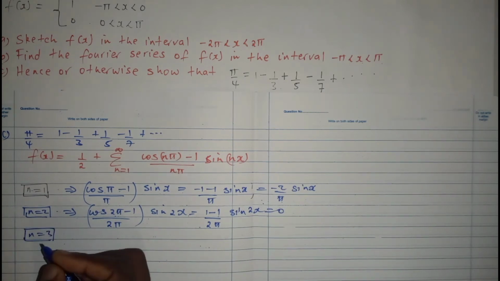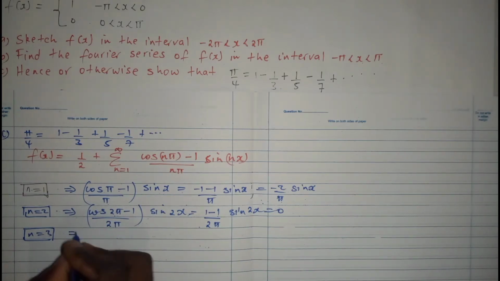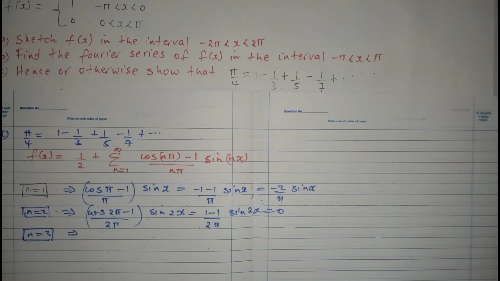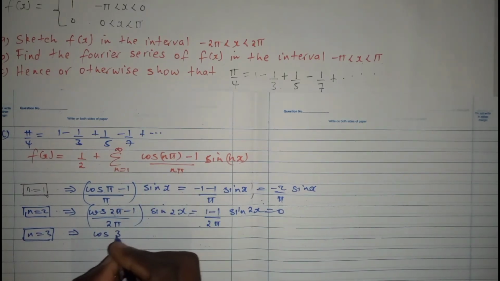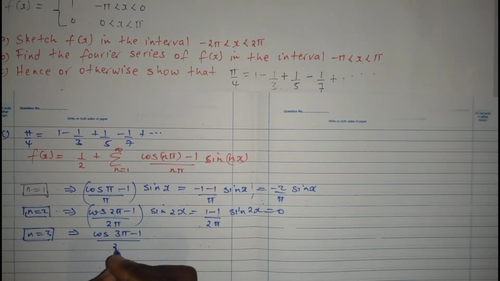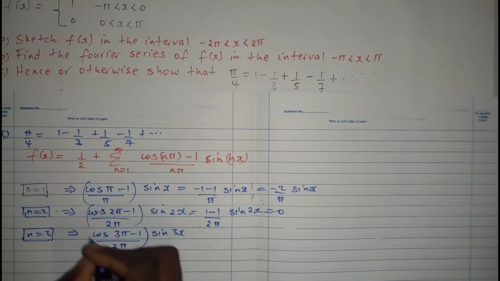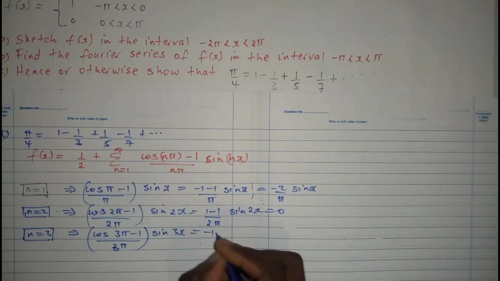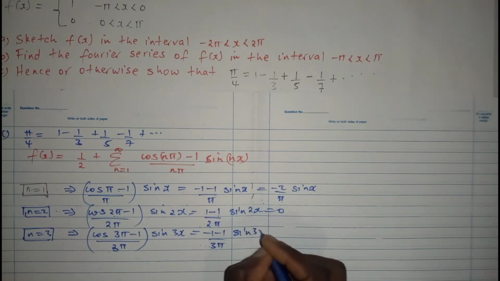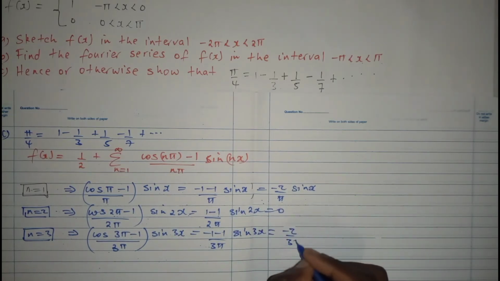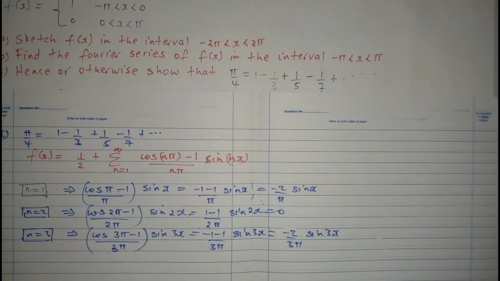Okay, so if you're someone who understands trigonometry, there's no need for doing all this, but some lecturers may want to see it. So let's just do it. Cos, we're going to have 3 pi here, minus 1 divided by 3 pi sine 3x. We're going to have negative 1 over 3 pi sine 3x, and we're going to have negative 2 over 3 pi sine 3x. So now we have our pattern.